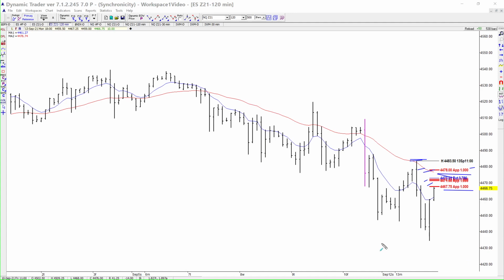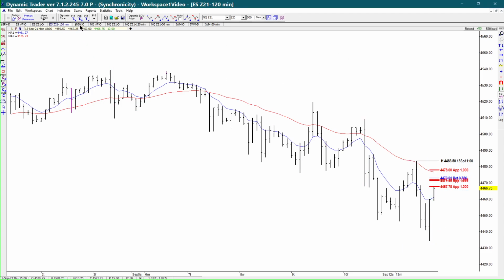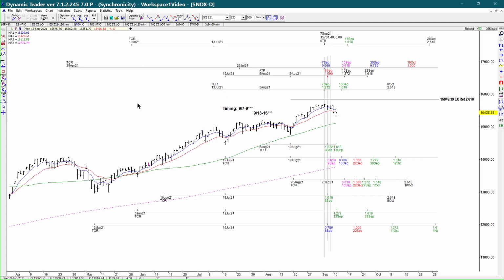However, if we end up holding this support instead and push through this resistance to take out this prior swing high, that's going to be the first indication that we may have a more important low in place. Okay, so that is S&P on the 120-minute chart. As far as Nasdaq, we had timing at this last high that was made on the 7th.